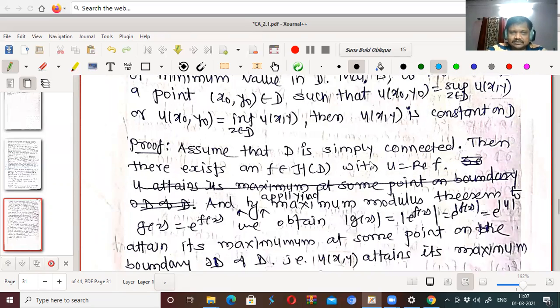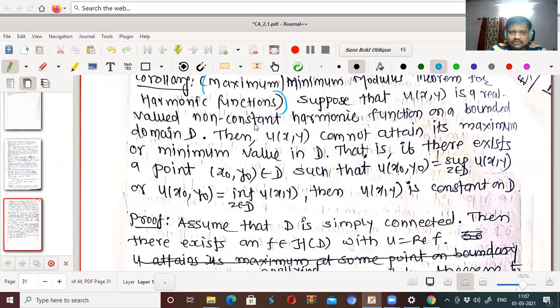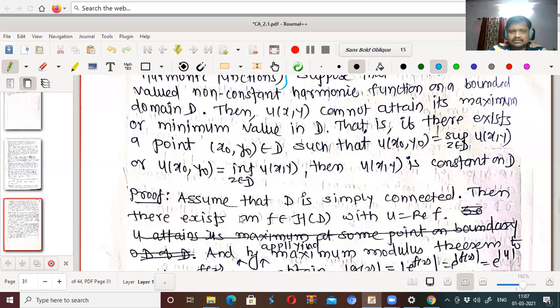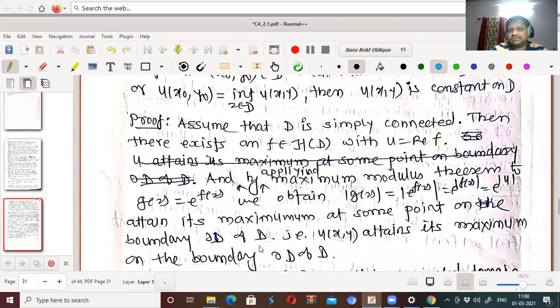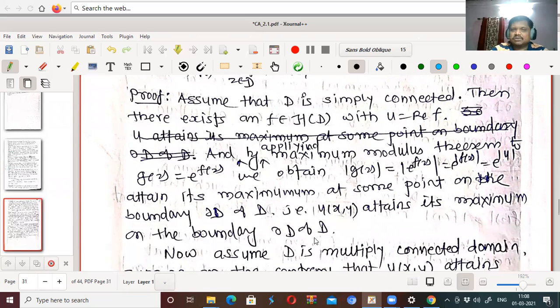Suppose that D is simply connected. So we have taken u as a real valued harmonic function on a bounded domain D, and we consider the bounded domain as simply connected. Then there exists f analytic on this domain with u the real part of f. By applying the maximum modulus theorem for g(z) equal to e to the power f(z), the modulus of g(z) is the same as modulus of e to the power f(z), which is the same as e to the power real part of f(z). That is e to the power real part of f, which attains its maximum at some point on the boundary of D.